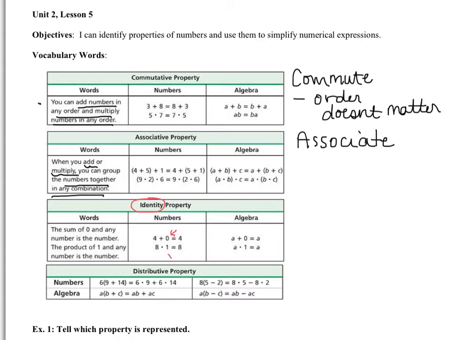Now the identity number for multiplication is a little different because 8 times 0 would be 0, and that changes the identity. But 8 times 1 is 8, and it stays the same number. So the identity numbers are 0 and 1, but examples like this where you're adding 0 or multiplying by 1 represent the identity property.